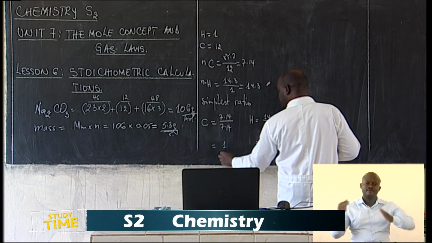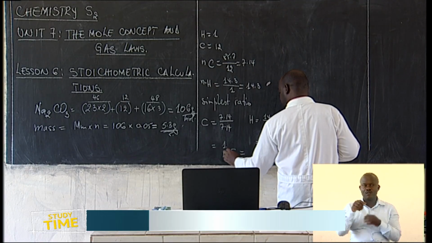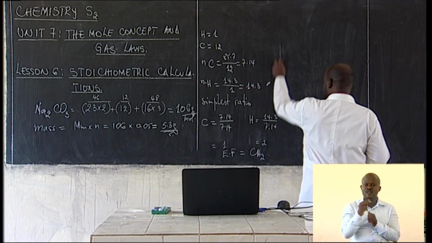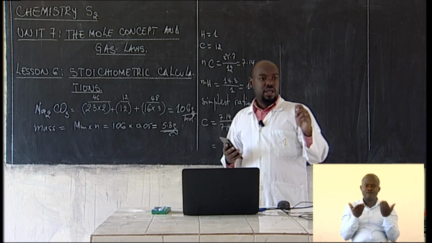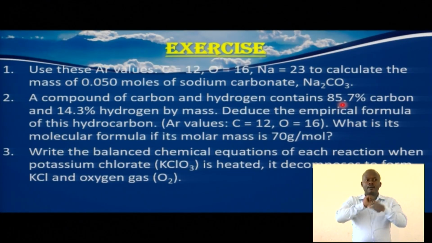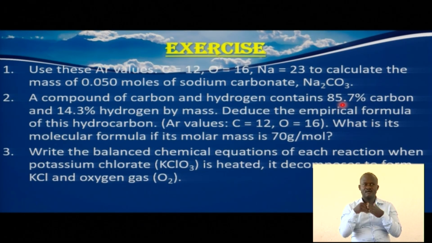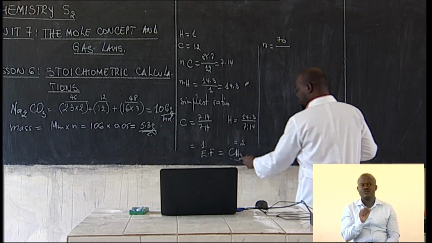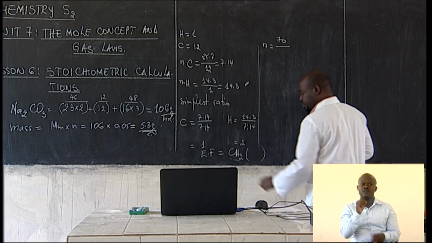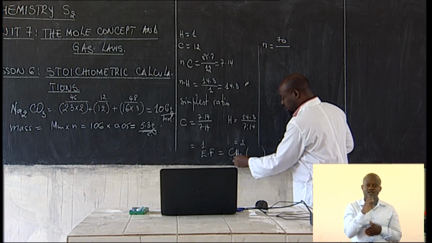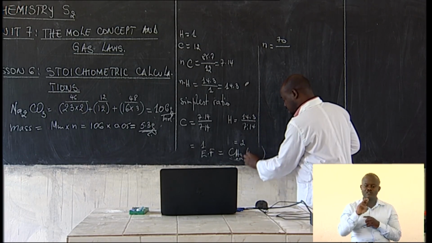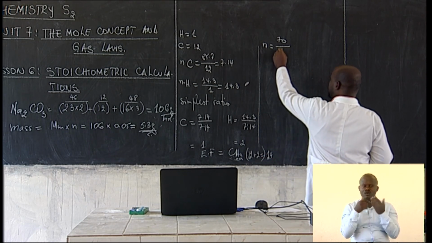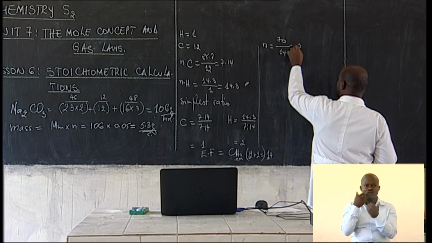And then the empirical formula will be CH2. Now, we have the molar mass, which is 70. And to find the value of N, we have 70 over the molar mass of the empirical formula. What is the molar mass here? We have 1 carbon plus 2 hydrogen atoms, and that is 12 plus 2, which gives 14. So we have 70 over 14, which gives 5.